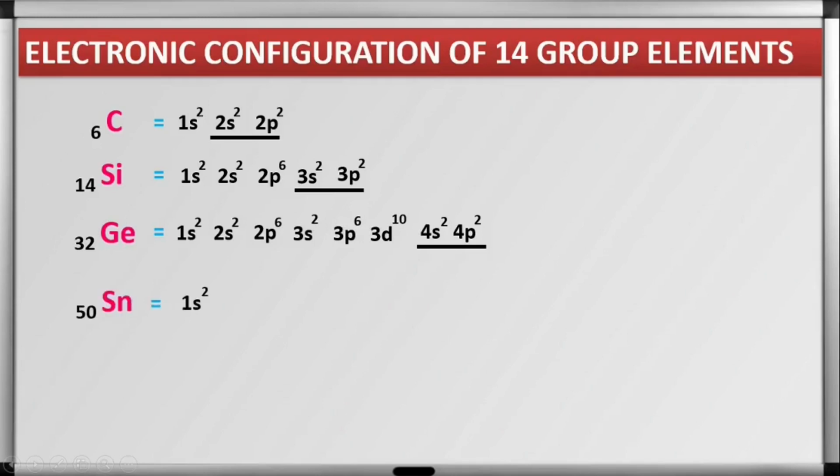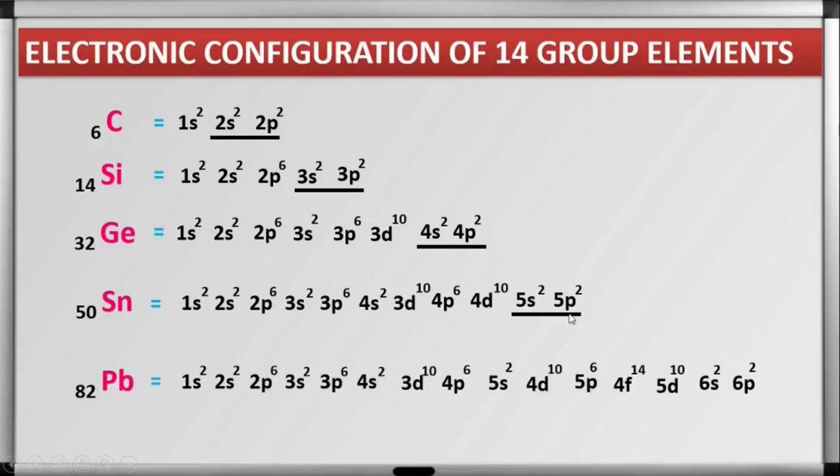Tin. The atomic number of tin is 50. So 1s2, 2s2, 2p6, 3s2, 3p6, 4s2, 3d10, 4p6, 4d10, 5s2, 5p2. So 5s2, 5p2 is the outermost electronic configuration of tin. Then lead, see the outermost electronic configuration, that is 6s2 6p2.